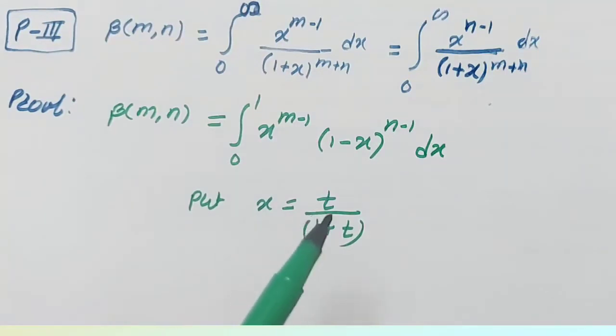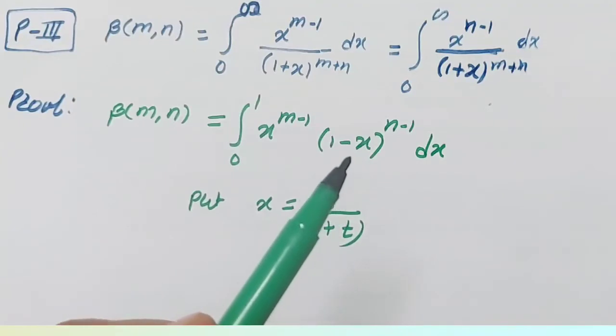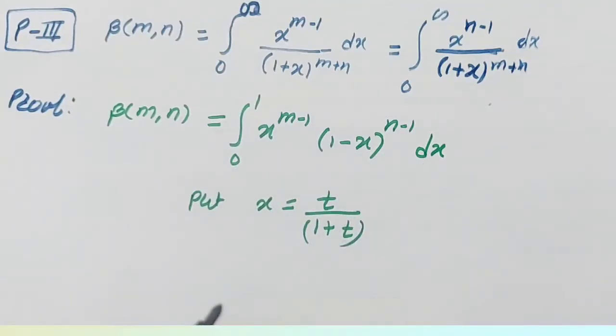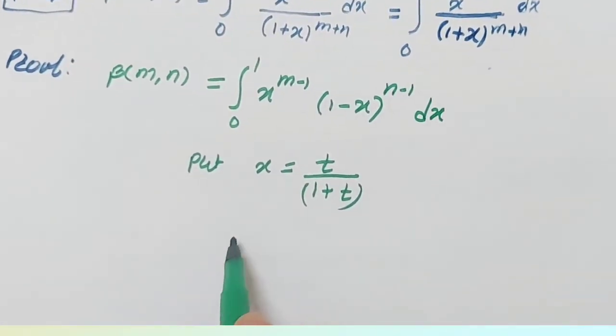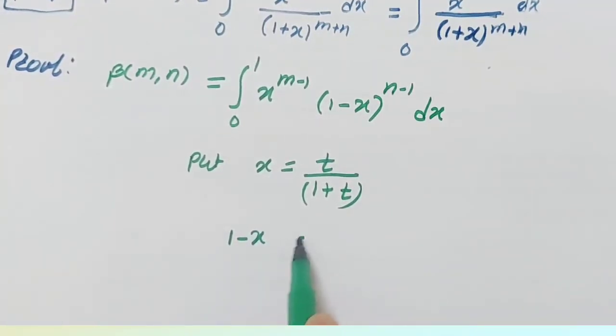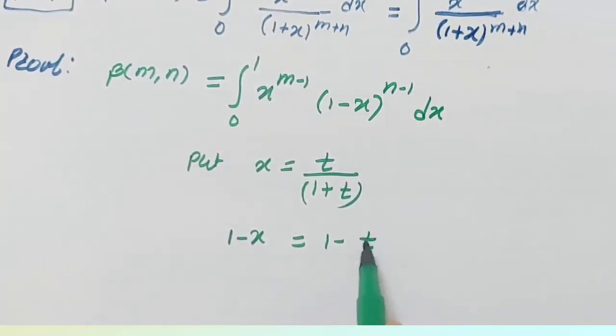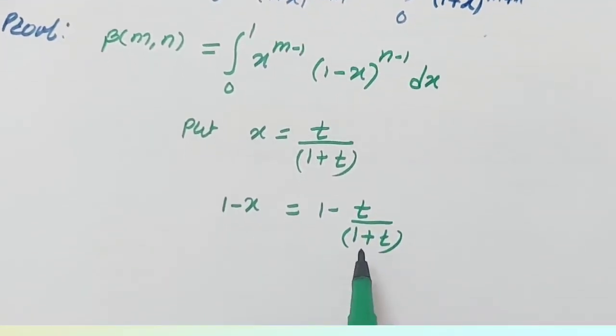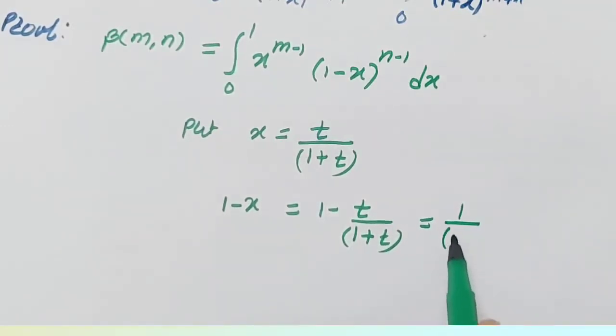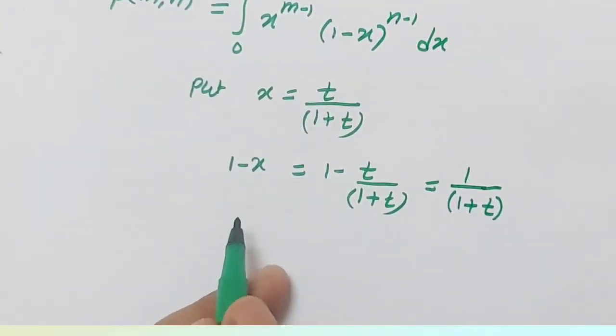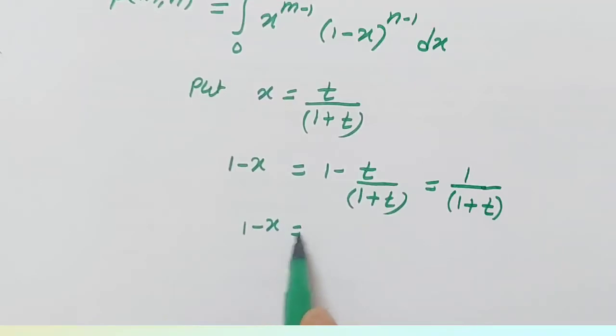अब if x equals to t upon 1 plus t, then we have to find 1 minus x also, क्योंकि throughout हमें t के फॉर्म में इसको रिप्लेस करना है. So here we take 1 minus x is equal to 1 minus t upon 1 plus t. Simplify this term, क्रॉस मल्टीप्लाई कर दो, so here we get 1 upon 1 plus t. That means here 1 minus x is equal to 1 upon 1 plus t.